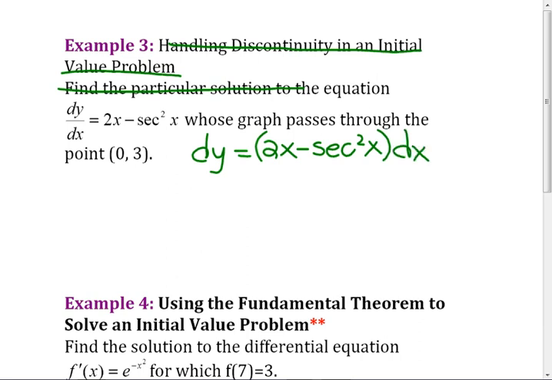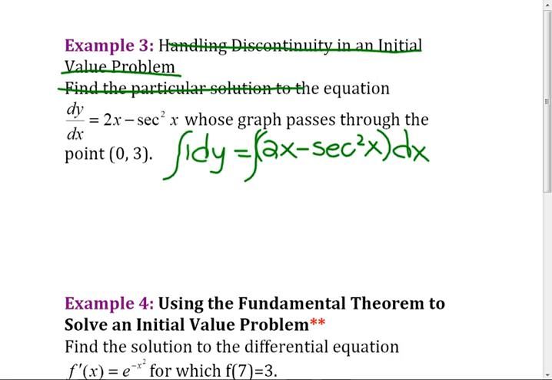Okay, so multiply by dx. Now what do we do? Noah? Take the antiderivative. You guys will get your chance to teach later on, class. When we do the practice problems, I'll teach us.